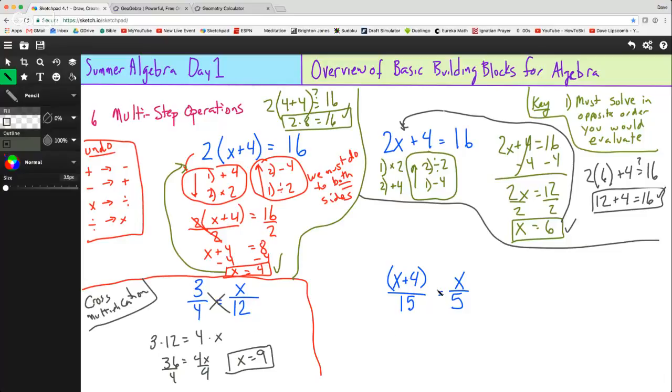Similarly, on this side, we do our cross multiplication. You might want to pause and try this one. So we get 15x equals 5 times (x plus 4).